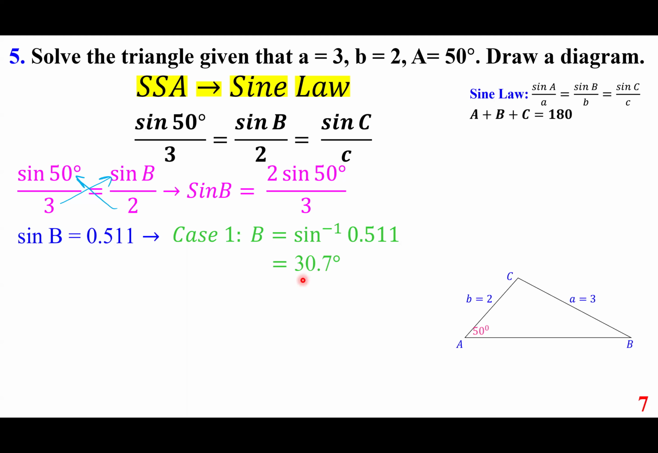Case 2, remember, this works as a reference arc. Sine is positive in the first and second quadrant. So 180 minus that. Again, I want to make sure everybody understands that we have 180 minus 30.7 degrees, okay? And case 2 is 180, as I mentioned, minus 30.7, which gives you 149.3.